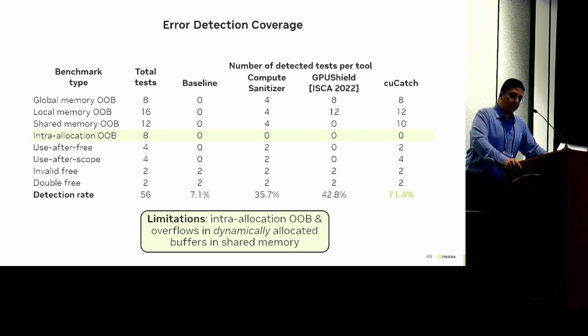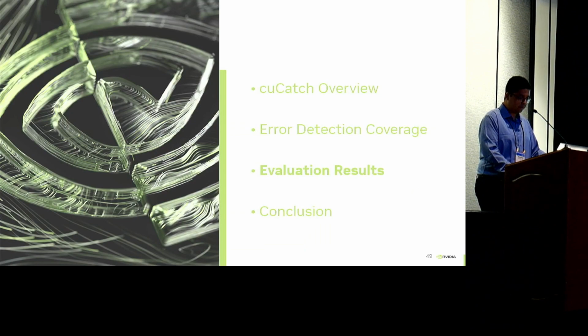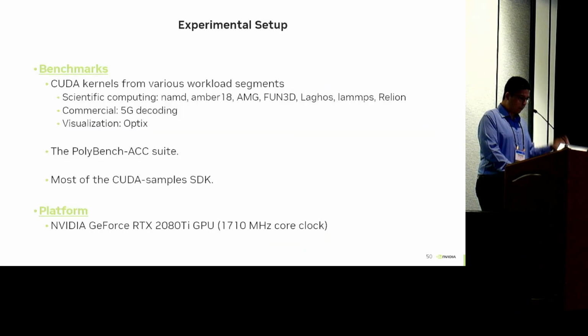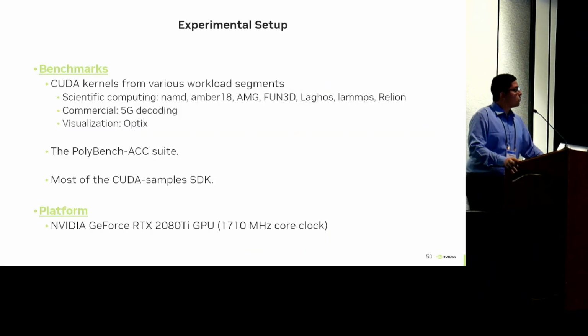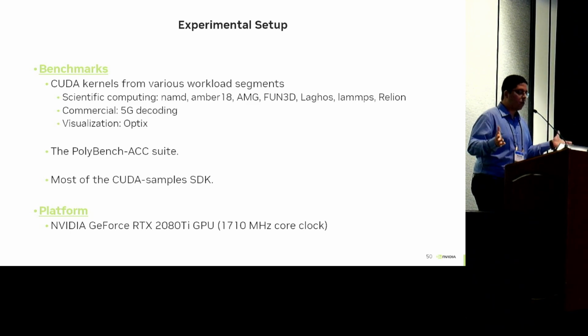Okay, so what about the performance cost of performing all of these safety checks? When it comes to performance evaluation, we compiled a wide variety of workloads with cuCatch, including kernels from various real-world applications, the Polybench suite, and most of the CUDA samples SDK. We used an NVIDIA RTX 2080 Ti as our evaluation platform. However, our prototype can work on other legacy and future GPU architectures as well, because it's software only.